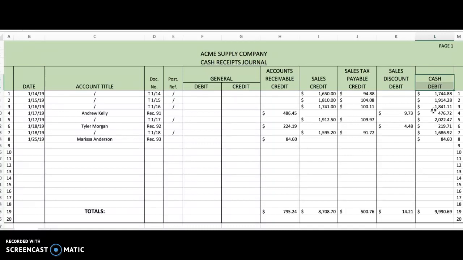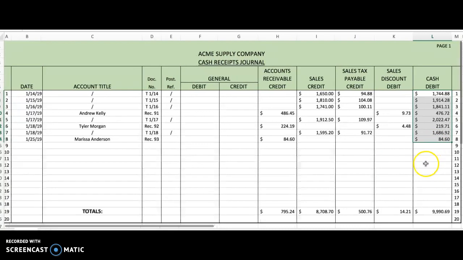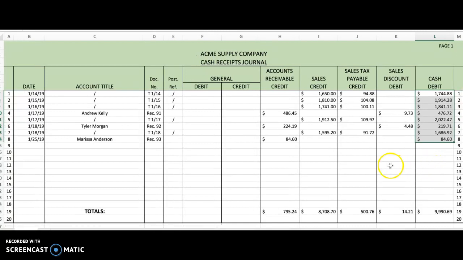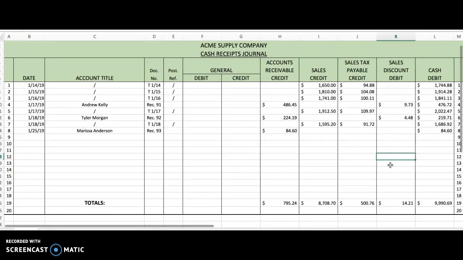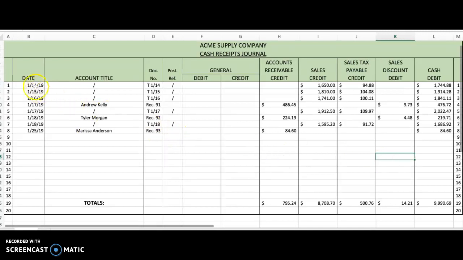That's where the cash credit column will come in. These are all debits that you see entered here in this particular journal page, and they're all increasing the cash account. So let's walk through some of these to give you an example. One very common one is the first three transactions.